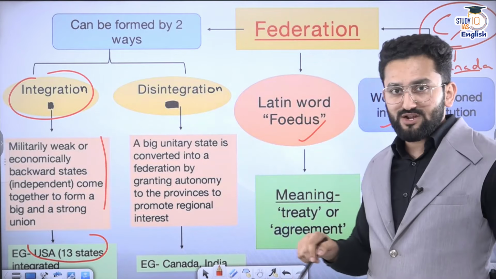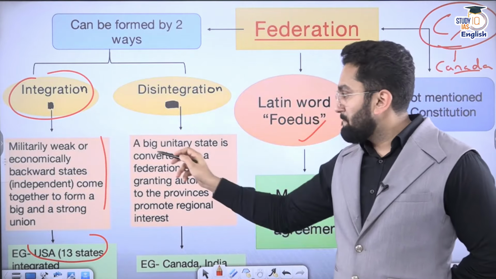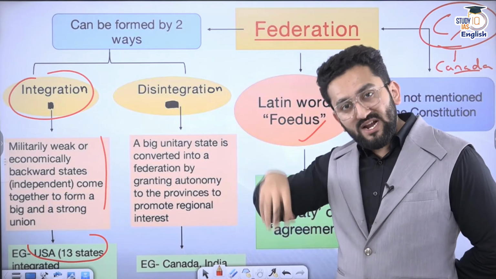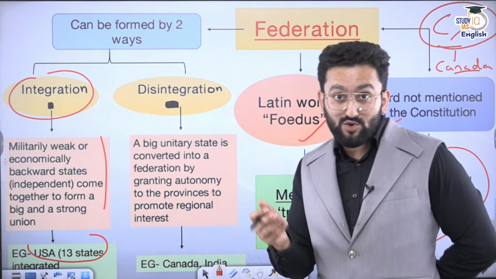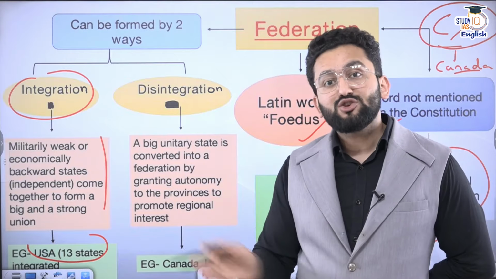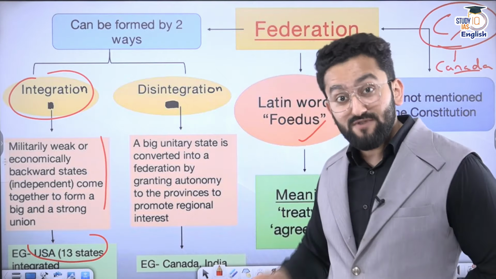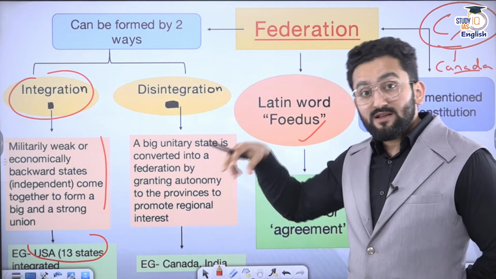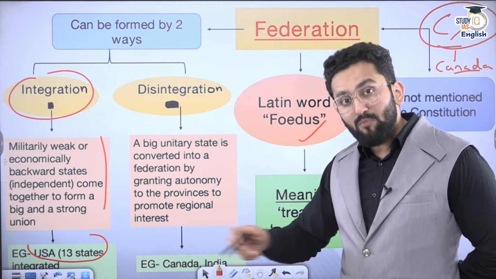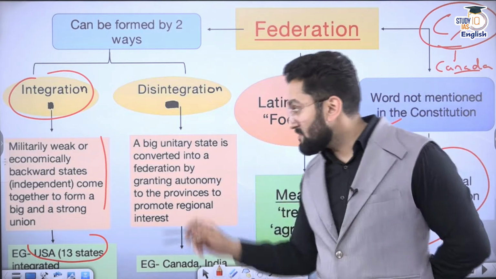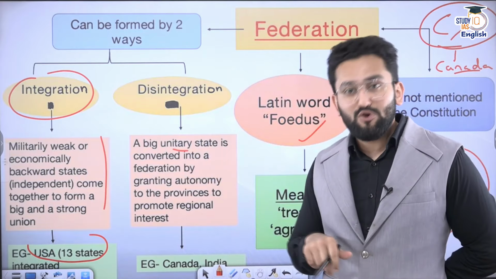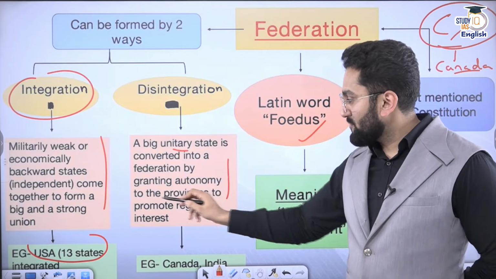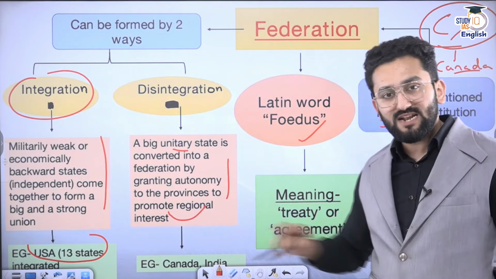Then we have disintegration. What does it mean? A big unitary state, for example, India as a state. Now, India as a state has the power, using Article 3, to carve out new states as well. We have carved out states in this whole journey. So in this case, the state status to a particular region is also given by the national government. So this is disintegration, granting autonomy to the provinces to promote regional interest. And this is the purpose.